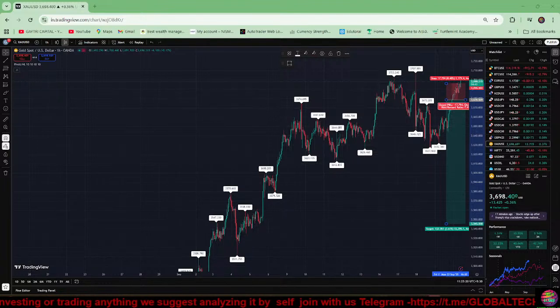So an area of interest has to have more than 3 touches to be a valid area of interest. A minimum of 3, anything above 3 is obviously better. The more, the better, because it means that it is more respected. So when you're going to use this as an area of interest, it's going to work to your advantage a lot better.